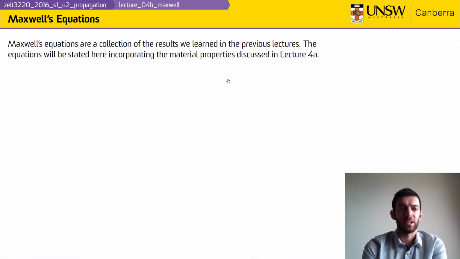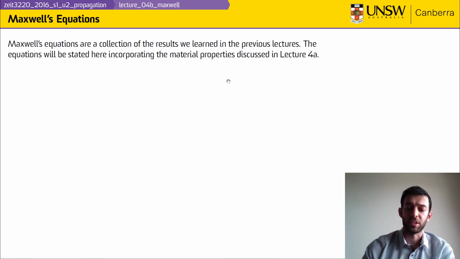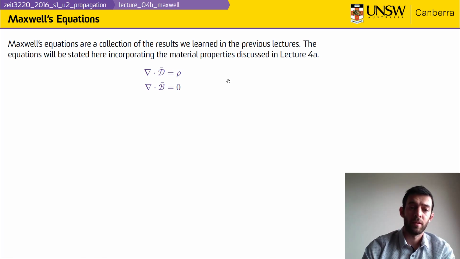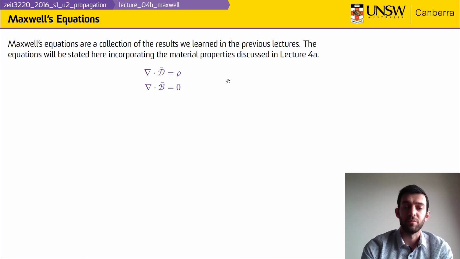As previously stated, Maxwell's equations are a collection of the results we learned previously, but this time we'll also incorporate some of the material properties that were discussed in the previous lecture, lecture 4a. So if we go through the equations, the first one we recognize as Gauss's law, and it means that the electric field lines that are leaving a closed surface are proportional to the charge that is enclosed inside. The second Maxwell's equation is similar in this regard to the first. However, because there are no magnetic monopoles, there is no magnetic flux that can exist through a closed surface.